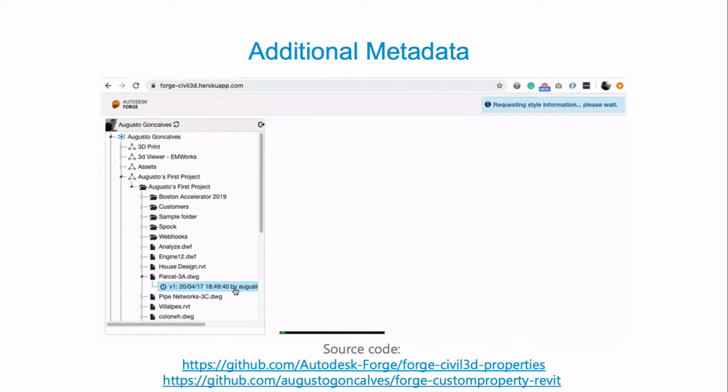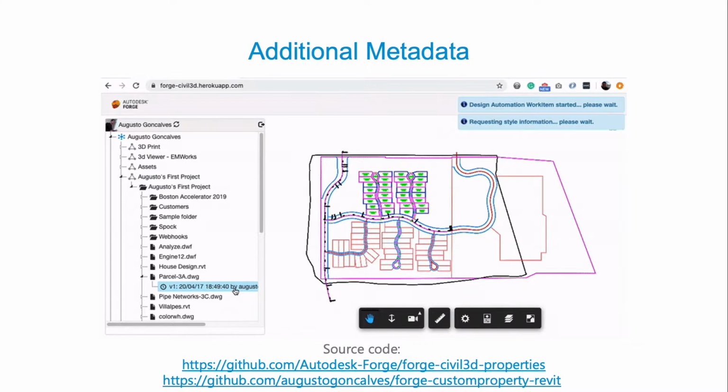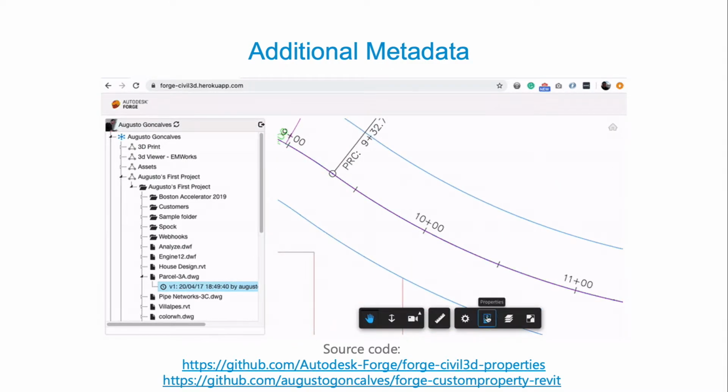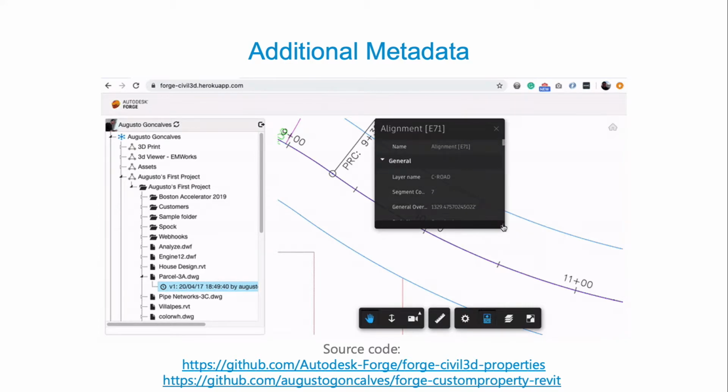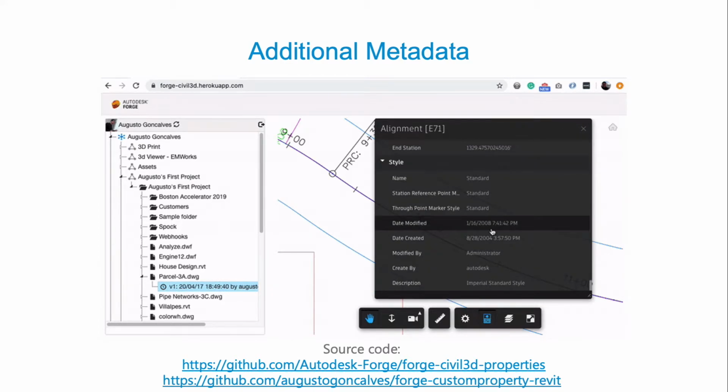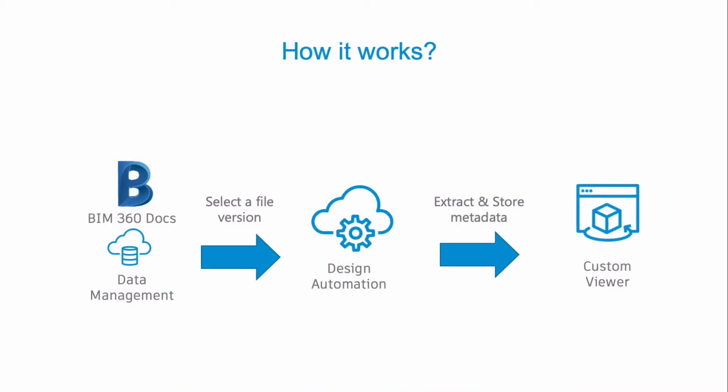This first sample is using design automation for Civil 3D, but we also have a sample using design automation for Revit. On this sample, as soon as we open a file from BIM 360 in our viewer, we use design automation to extract the additional information we want, and when that additional information is ready, we show that on the property panel. So how does it work?